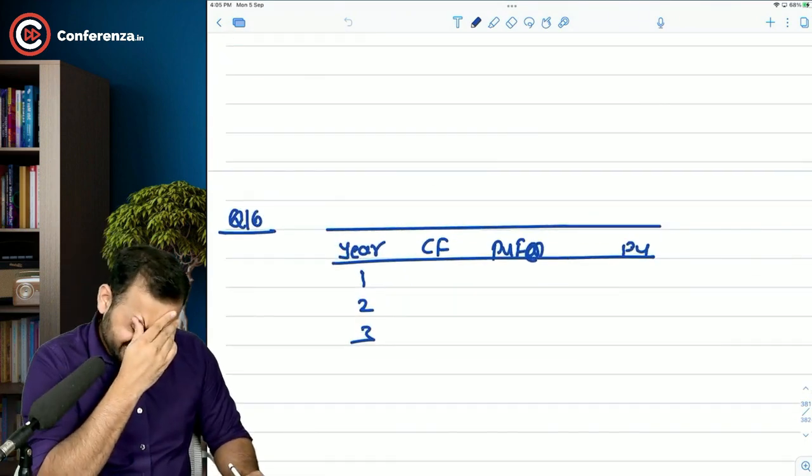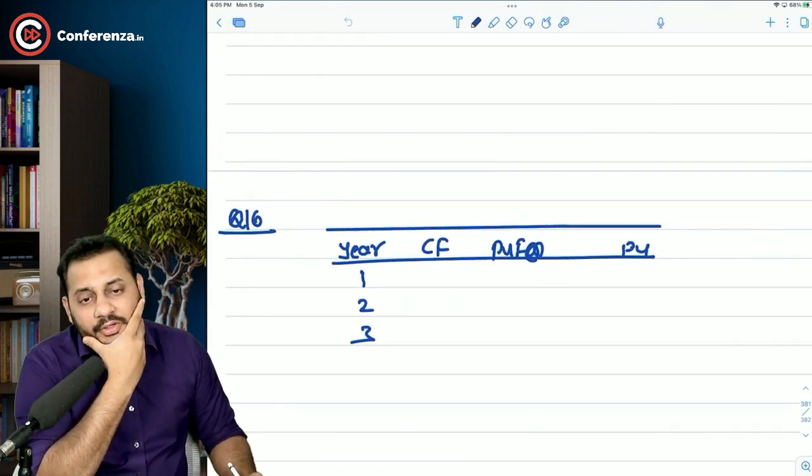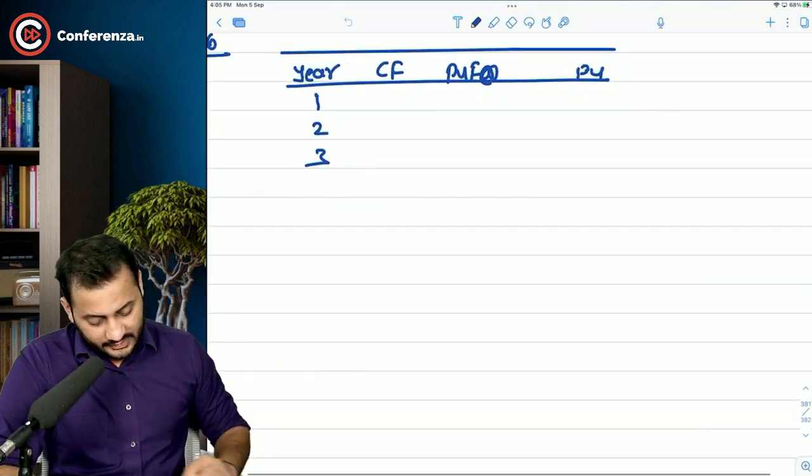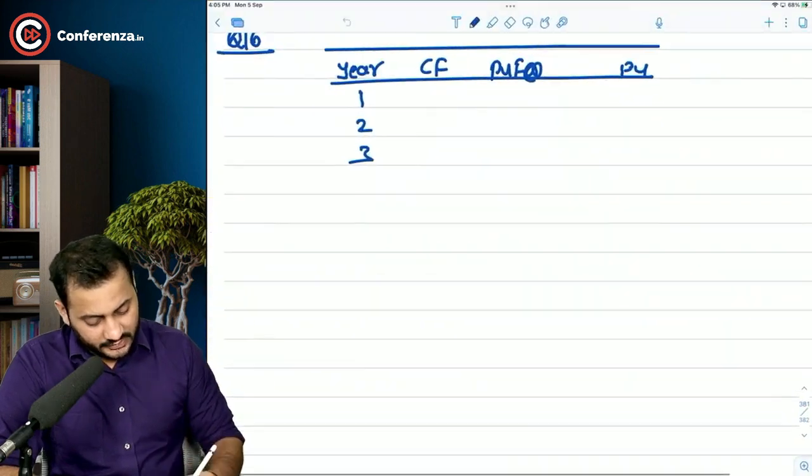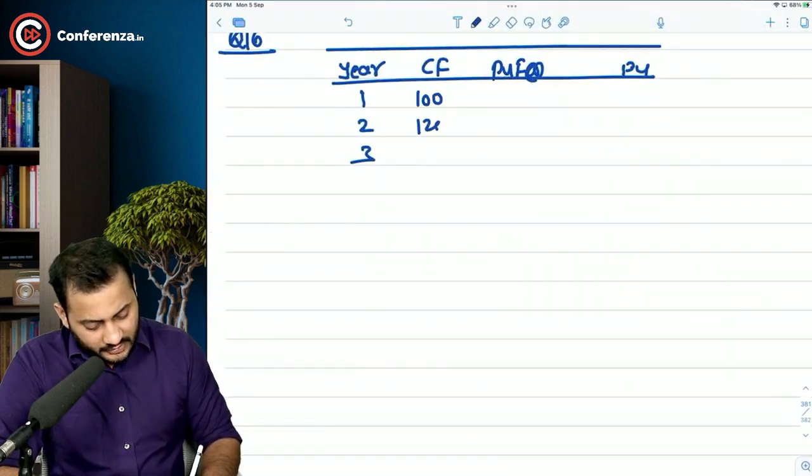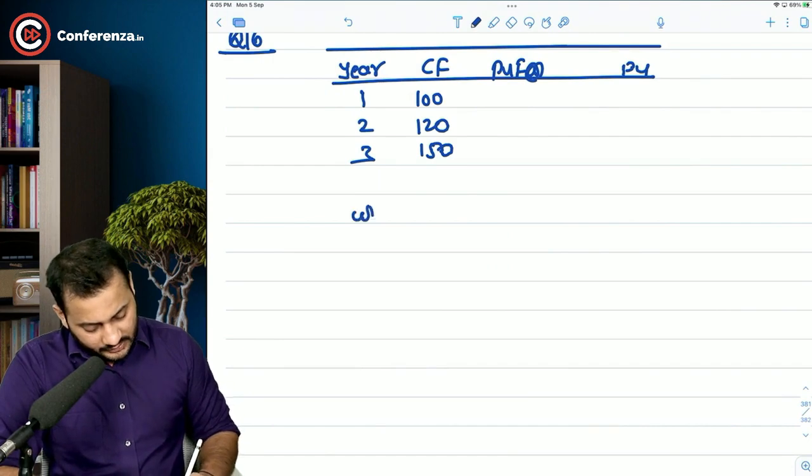Oh God. Just give me a minute once again because it has crashed, and that's why I will have to write it once again. 100, 120, 150. So WACC.